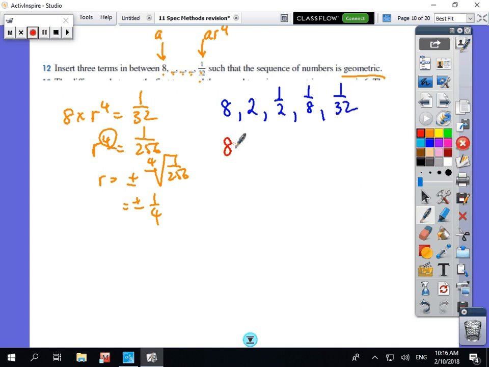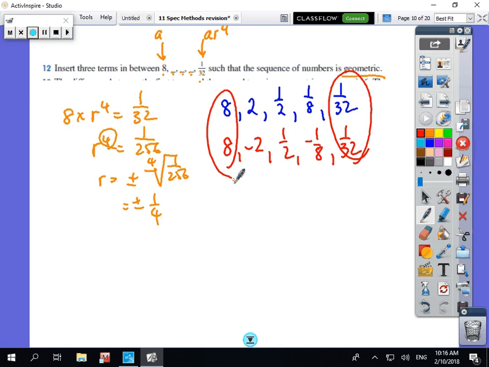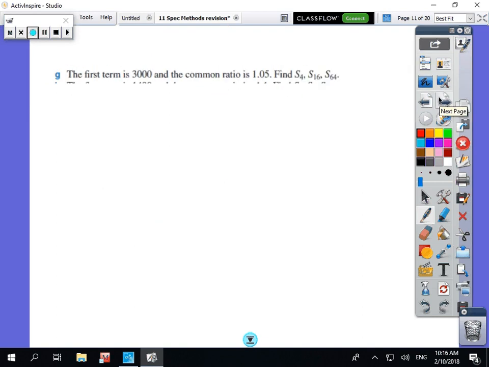And the second one, they just alternate pluses and minuses. So you still end up with 1 over 32 and you start with 8, but the signs will alternate. Okay, so don't forget, if it's an even power, it's plus or minus. If it's an odd power, it's one answer. Okay, so next question, we won't worry about the last two.